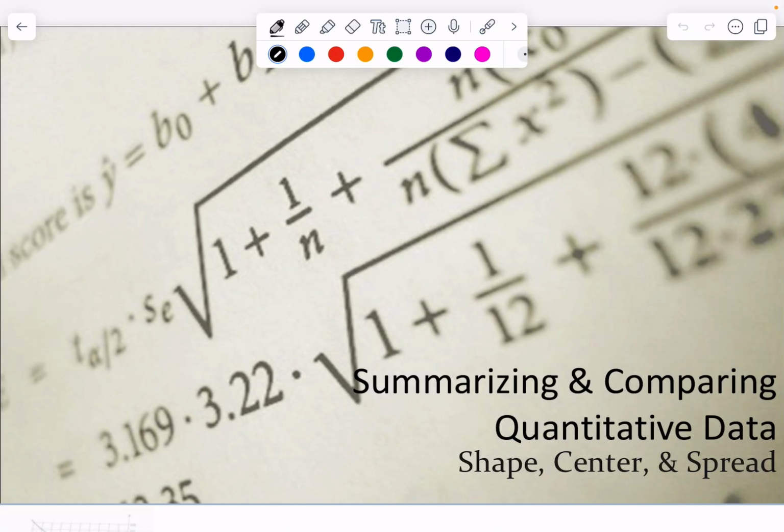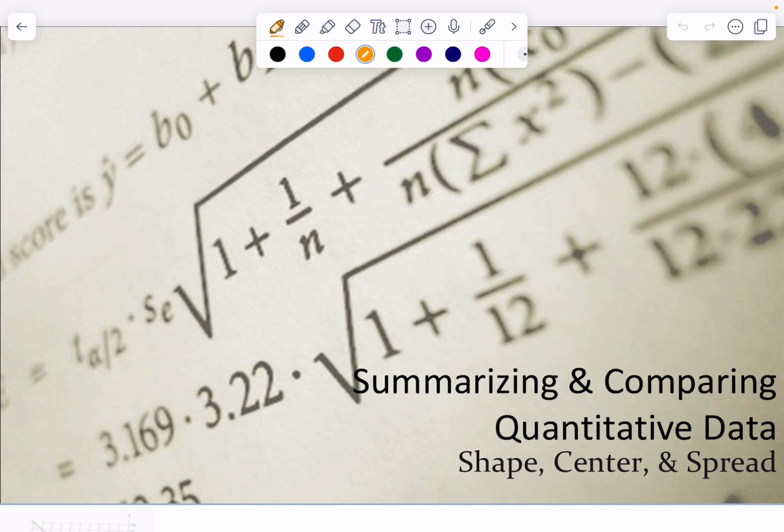So today we're going to continue our discussion with quantitative displays. Yesterday we talked about how to create three of the different types of displays: histograms, stem plots, and dot plots. Now we're going to discuss how to describe them. So we're going to start with some of the basics on how we describe things.